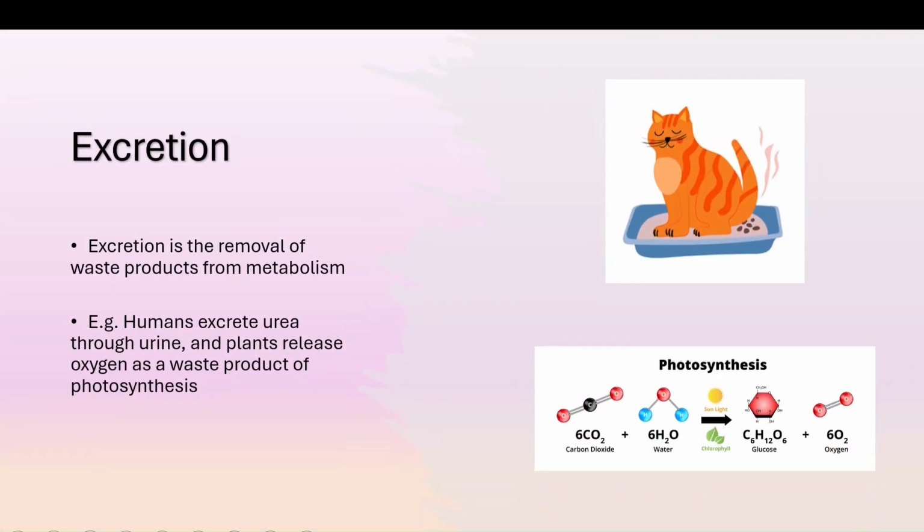Excretion is removing waste products that are produced inside the body from metabolic processes like respiration. Without excretion, toxic substances would build up and harm the organism. So, for example, humans excrete urea in urine, and plants release oxygen as a waste product during photosynthesis. Now, it's important to remember that excretion is different from simply getting rid of undigested food. That is called egestion, with an E.